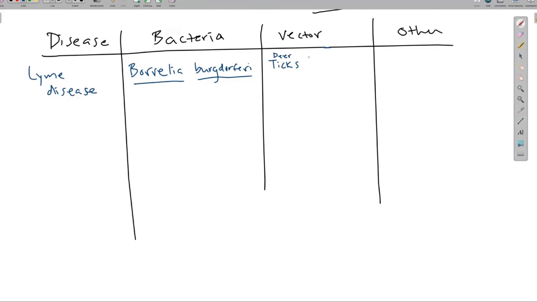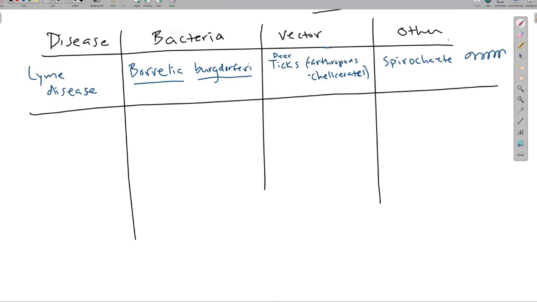And just remember, ticks are arthropods, specifically chelicerates. They're not actually insects. The chelicerates include the spider, millipede, centipede, scorpion, tick, mite, horseshoe crab. Other than that, they are spirochetes, as I just mentioned. So that's a specific genus, or species really, you'd want to know.